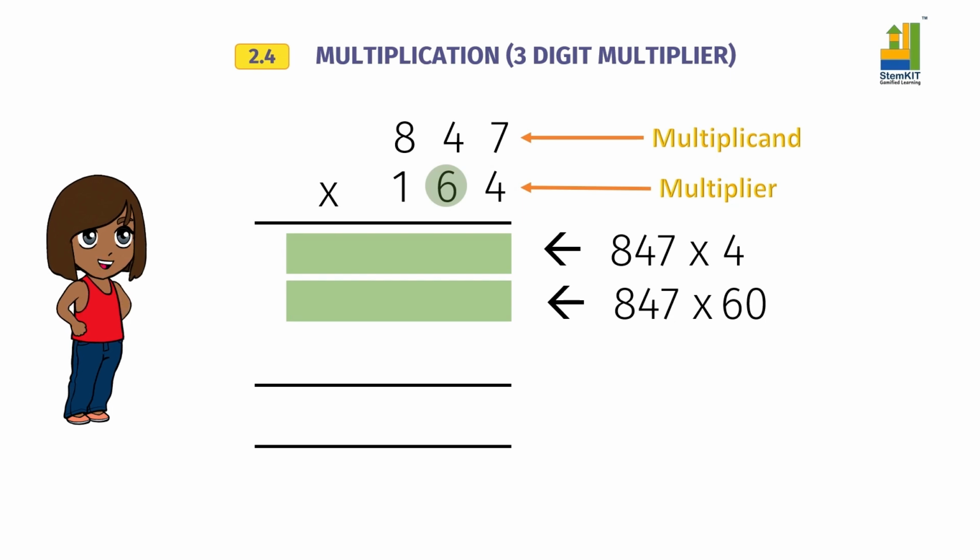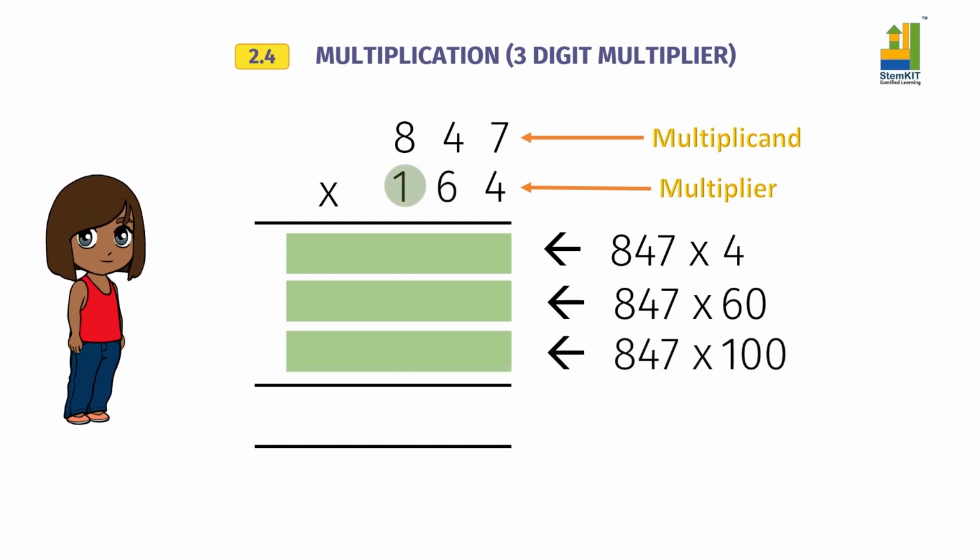The second row is the multiplicand multiplied by the tens digit of the multiplier, or 847 into 6, followed by a 0. The third row is the multiplicand multiplied by the hundreds digit of the multiplier, or 847 into 1, followed by 0, 0. Finally, we add the rows to get the product.